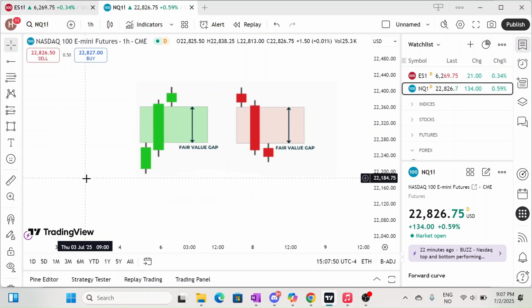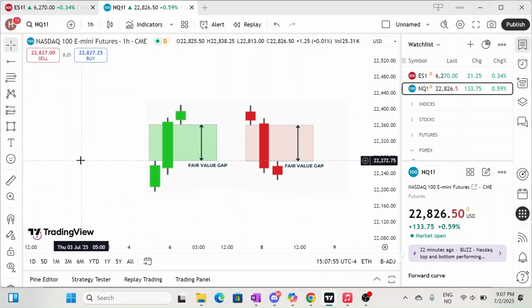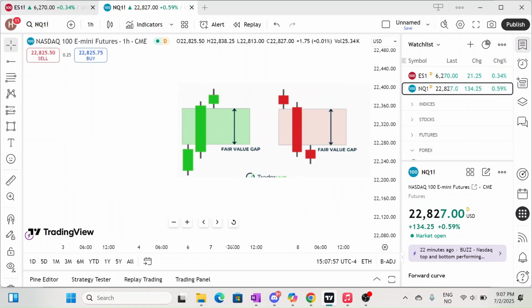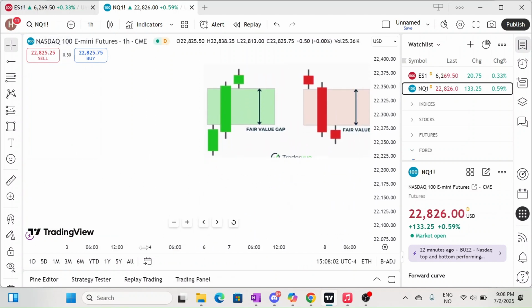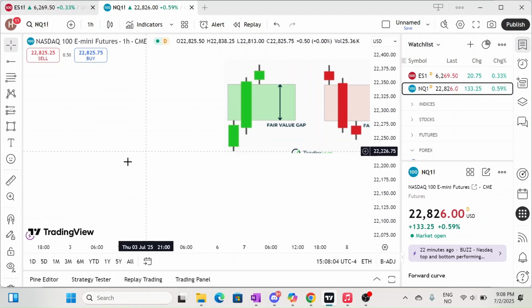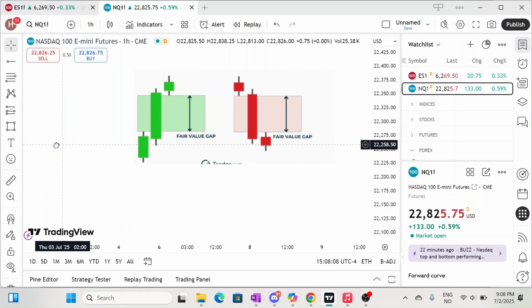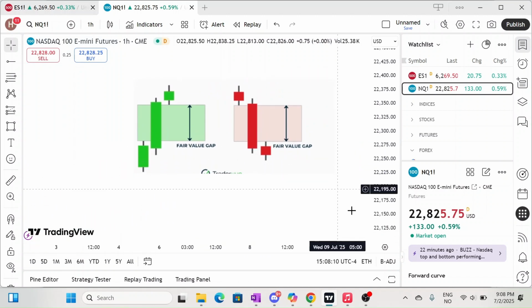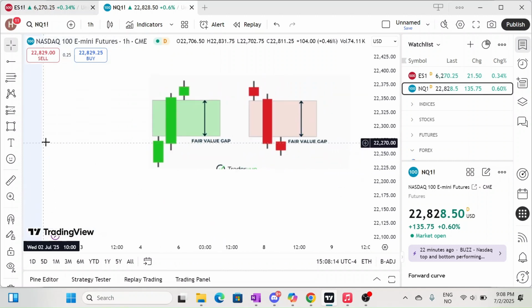Hey, what's up? Today I'm gonna explain what a fair value gap is and how I trade the fair value gap. Fair value gap is a really good confluence that I use basically every day when I'm trading the markets, and I think everyone should learn what the fair value gap is. It's really simple, to be honest.